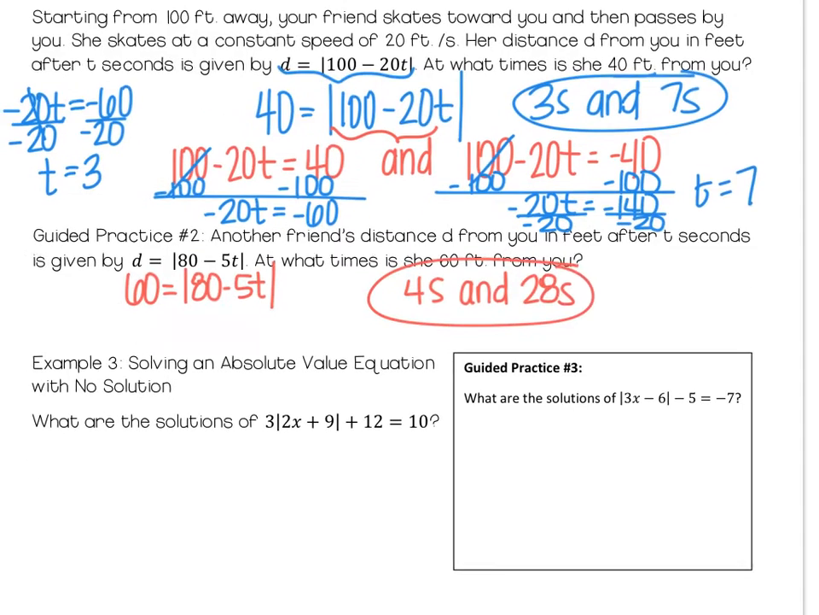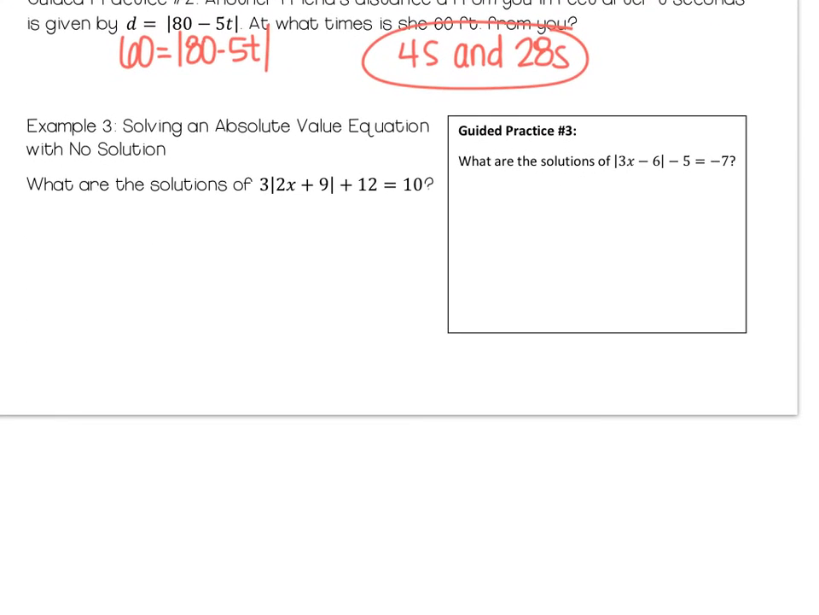Okay, example 3. Solving an absolute value equation with no solution. You always want to isolate the absolute value first. So I'm actually going to highlight that absolute value. And then we're going to get everything else to the other side. So I'm going to subtract 12. And you do this the same way you solve an equation for x. We're just solving it for the absolute value.